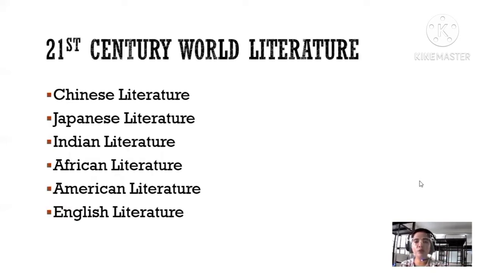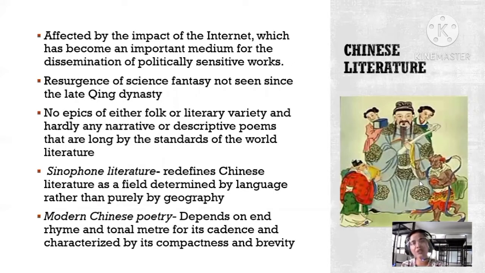So here we're also going to be talking about 21st century world literature from different cultures like Chinese literature, Japanese literature, Indian literature, African literature, American literature, and English literature. So let's start with Chinese literature. Chinese literature is coming from China, from Asia, and it is affected by the impact of the internet, which has become an important medium for the dissemination of politically sensitive work.